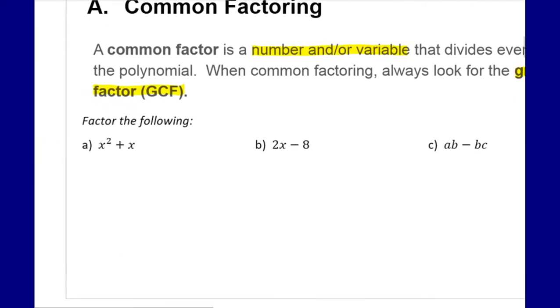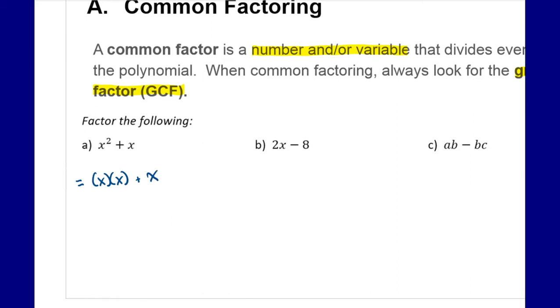So I look at x squared plus x. What is the common factor between these two? Well, there's no numbers, so we know our factor is not going to have a number. We only have x's. If we were to break this down, it might be a little bit easier to visualize. If I were to rewrite this, x squared is the same as saying x times x, and x on its own is just x.